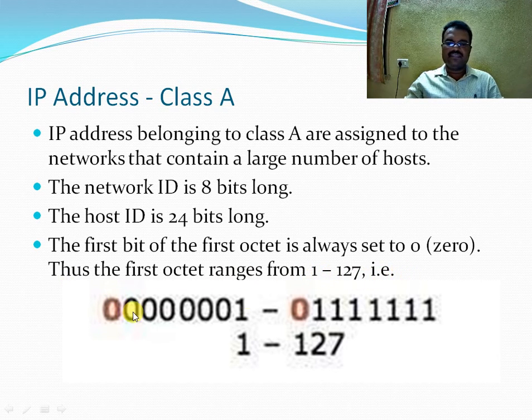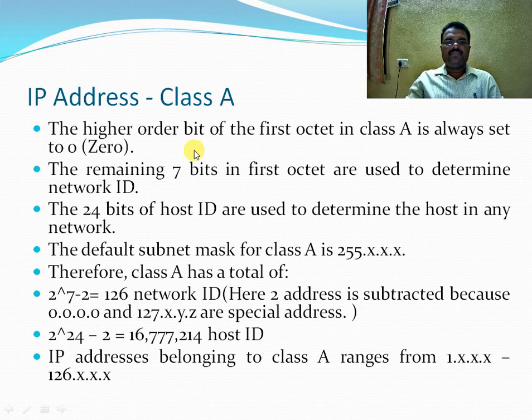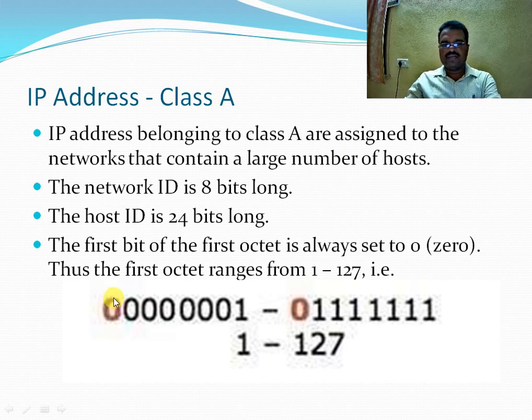We can say this bit identifies that it belongs to a class A address, and the value ranges from 1 to 127. These 7 ones represent 2 to the power of 7, which is equivalent to 127. So here 7 bits represent the decimal value of 127. The higher order bit for the first octet in class A is always set to 0.